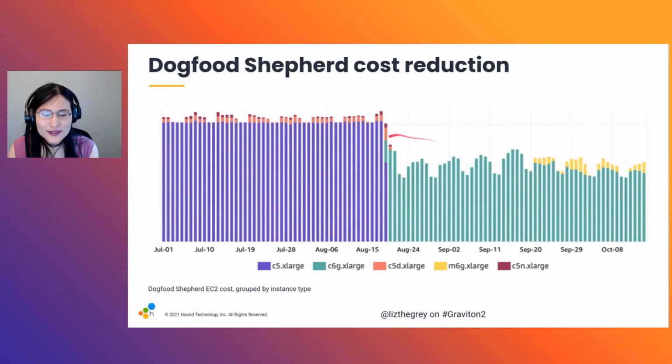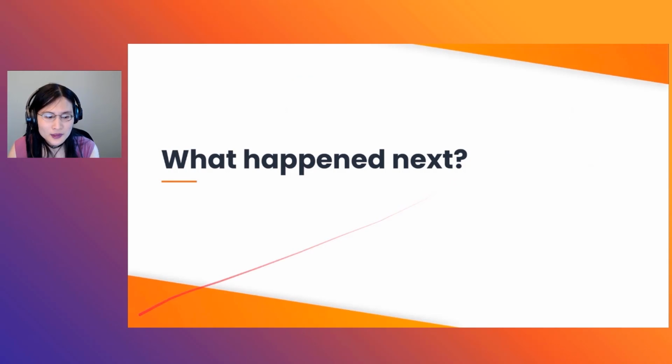So this is the kind of cost savings that we saw when we migrated the dog food workload over for real. We saw that the cost basically halved, right? That we saw slightly more than 40% cost savings when we moved from C5 to C6G instances. And we eventually threw in M6G instances as well, just to benefit from increased diversity of instance types for running on Spot. But really, C6G is kind of our lowest cost preferred instance for running the Shepherd workload.